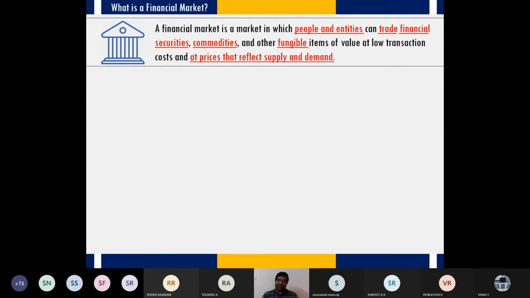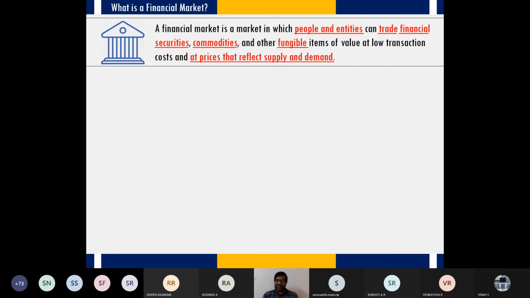What exactly do you mean by financial securities? What do you mean by commodities? And what are these fungible items that are traded in the financial markets? So financial securities indicates financial instruments. Financial instruments like shares, debentures, bonds, derivatives.